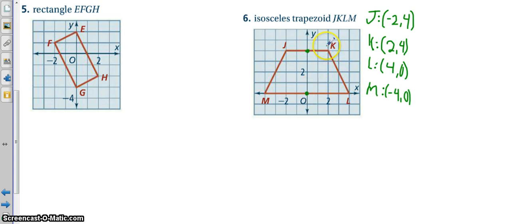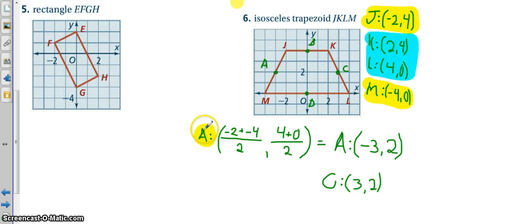So now what I need to know is the midpoint from K to L and the midpoint from J to M. So we want to look at those two situations. So I will look at KL and find the midpoint of those, and then I will look at JM and find the midpoint of those. So go ahead, pause the video, try to find those midpoints for each of those, and you can name the points however you would like.